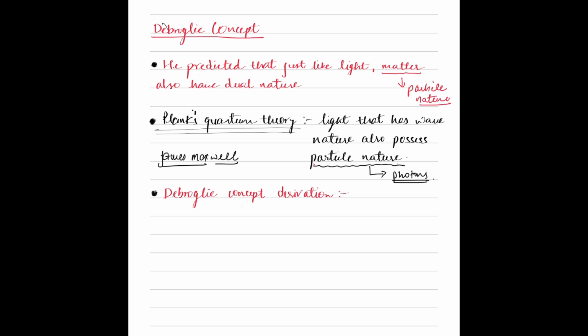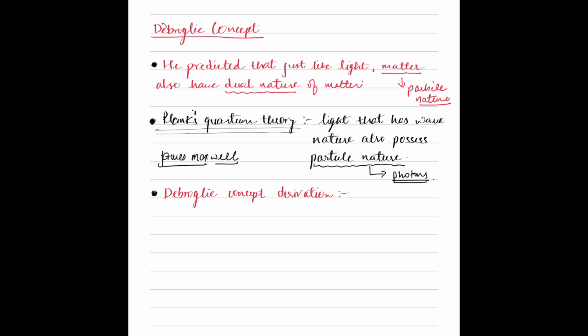So de Broglie said that any matter which has particle nature can also have wave nature. So in a way, he discussed the dual nature of matter. This is what de Broglie said, right? It is in a way the reverse of Planck's theory. Planck said that light which already has wave nature can also have particle nature, and de Broglie said that any matter which has particle nature can also possess wave nature. In a way, he talked about the duality of matter.